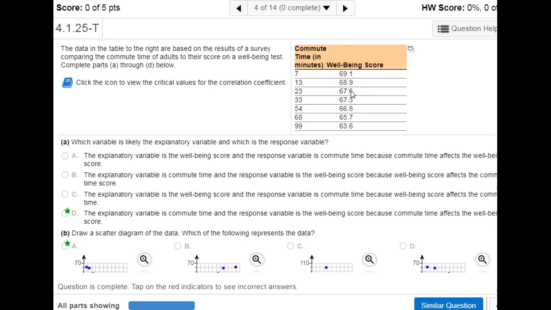Your commute to work, that distance, that time is pretty much fixed based on your job and where you live. And just because your happiness in life changes, that's not going to change how long it takes to get to work. So the commute time can be the explanatory variable, and it affects our response variable, our well-being score.